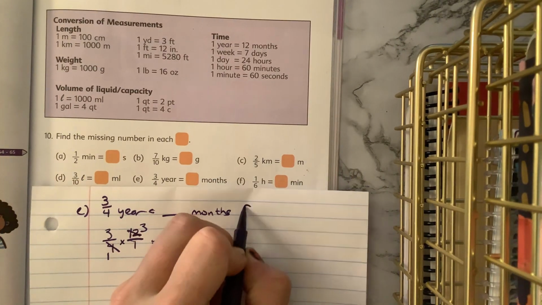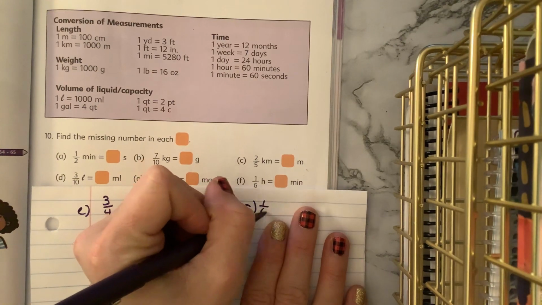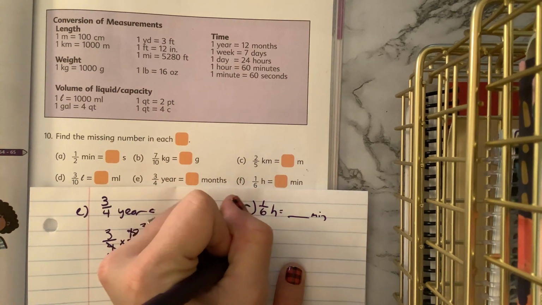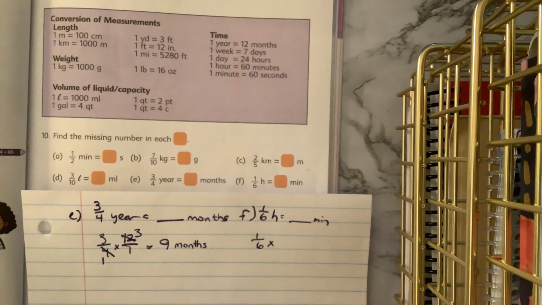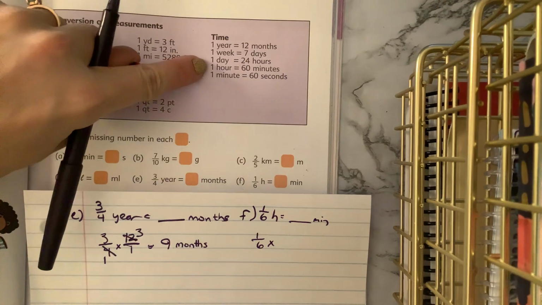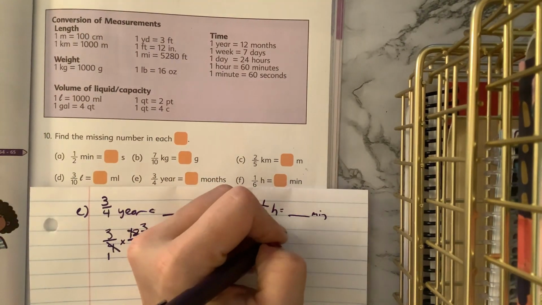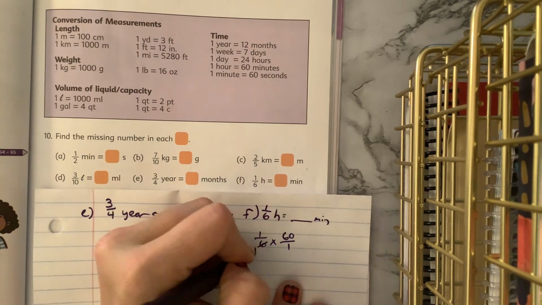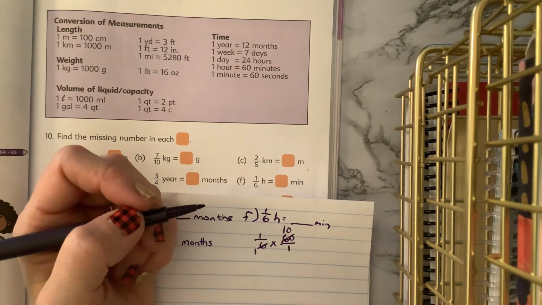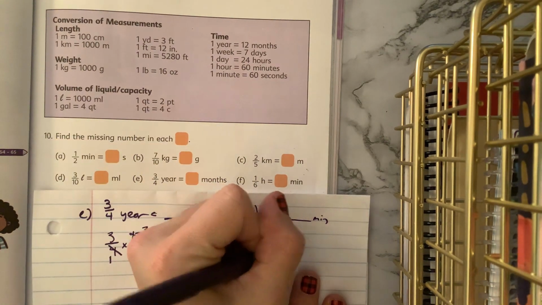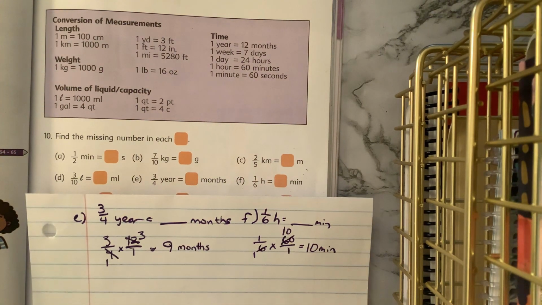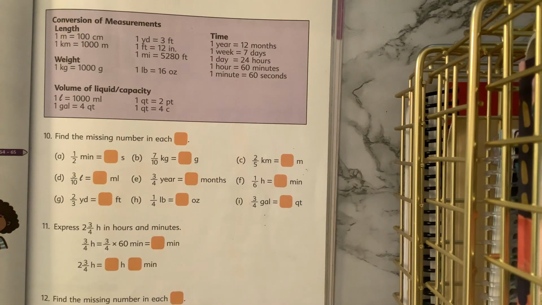Let's take a look at F. 1/6 of an hour equals how many minutes? So we're going to multiply 1/6 by what is our conversion factor? 1 hour is 60 minutes. So we multiply by 60. We can simplify in advance. These are both divisible by 6. Now we multiply across. 1 times 10 is 10. 10 what? 10 minutes.